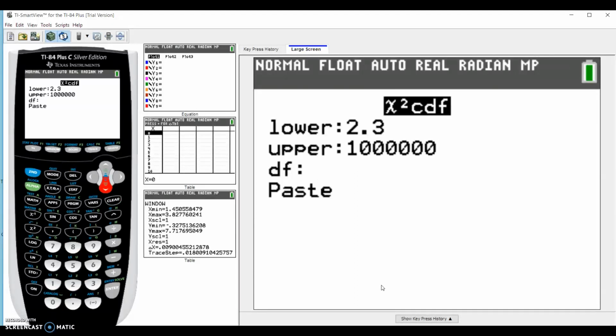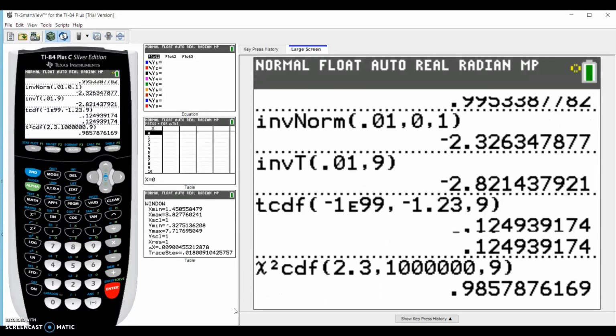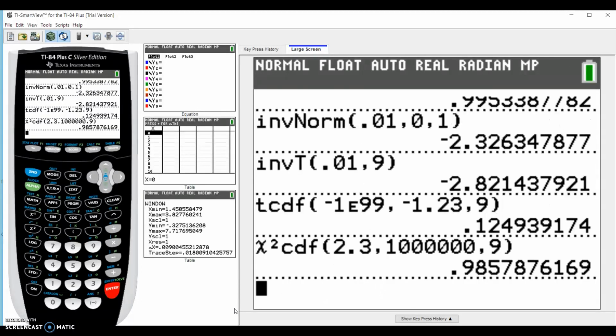The degrees of freedom, remember, is coming based on what you're working with. That was either, if you're working with a chi-squared goodness of fit, that's the number of categories minus 1. Or if you're working with either of the two other chi-squared tests, that's the number of columns minus 1 times the number of rows minus 1. So let's just say our degrees of freedom here is 9. And so the area to the right of 2.3 in a chi-squared distribution with 9 degrees of freedom is 0.9857.